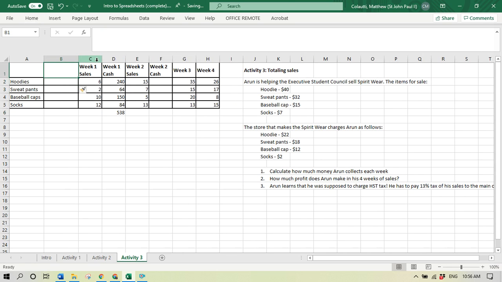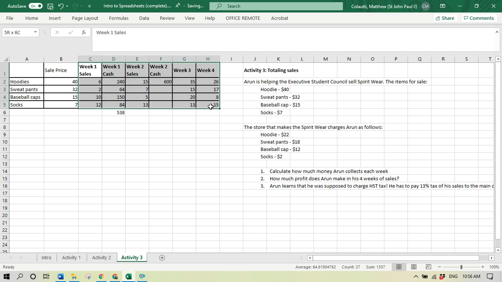So this is the sale price. The hoodies we know were 40, the sweatpants were 32, the baseball cap was 15, the socks were 7. So for this week 2 cash, instead of typing in 40 each time, I'm going to press equals, the number of sales, 15, times the price for hoodies. Does it make sense? 15 times 40, it worked out.